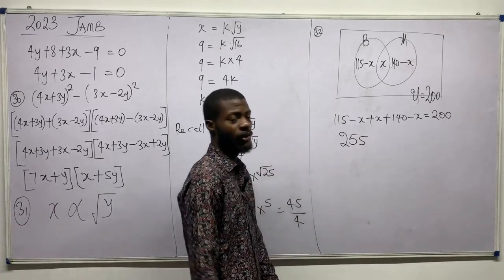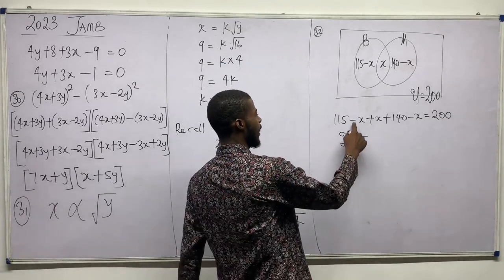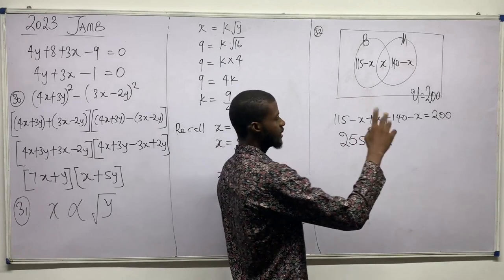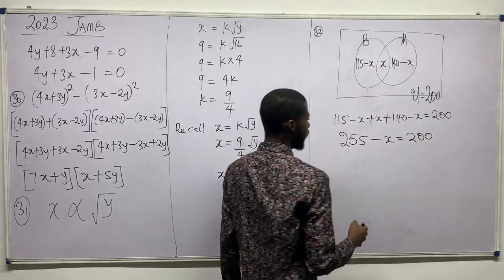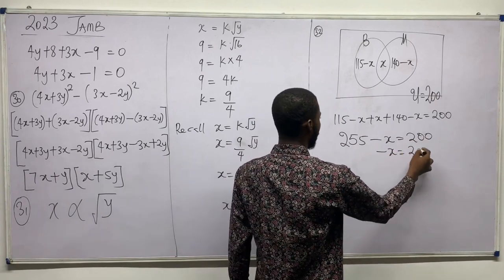255 to give us 215. Minus s plus s is gone already, right? So what's the meaning here? Minus s equal to what? 200. And this is minus s equal 200.